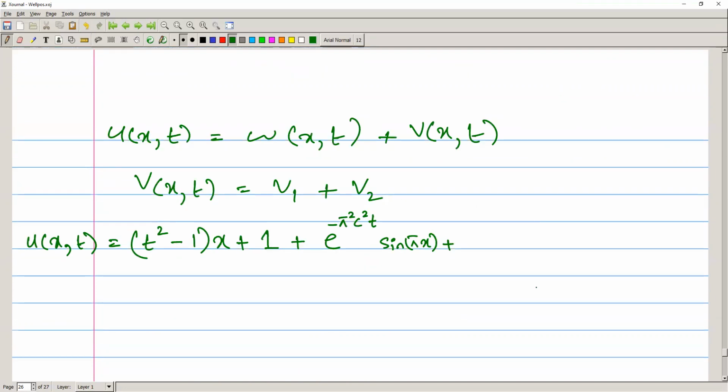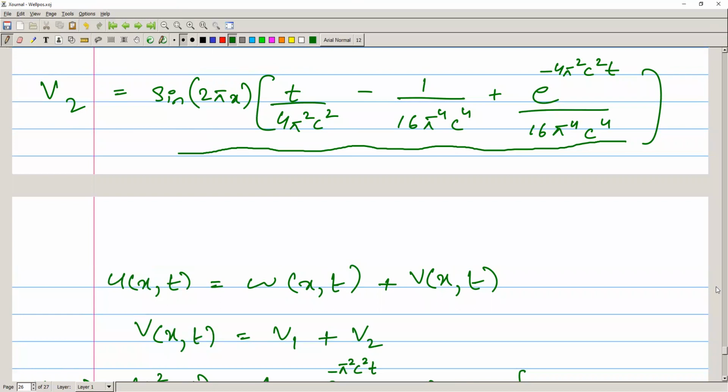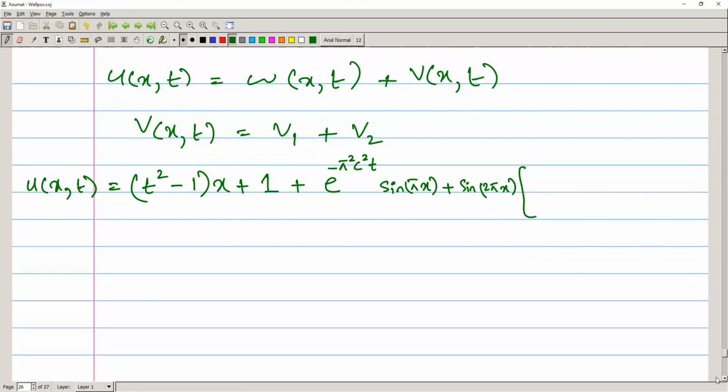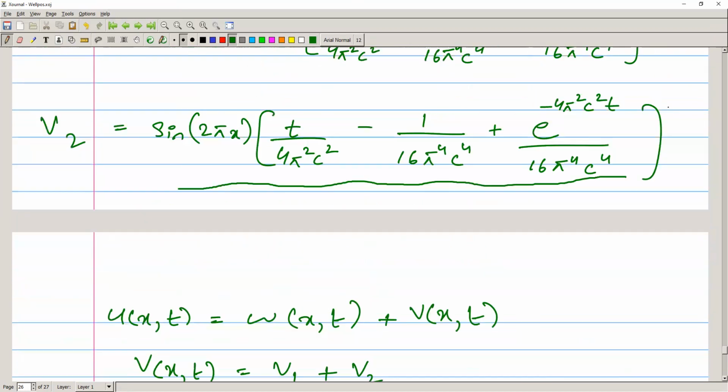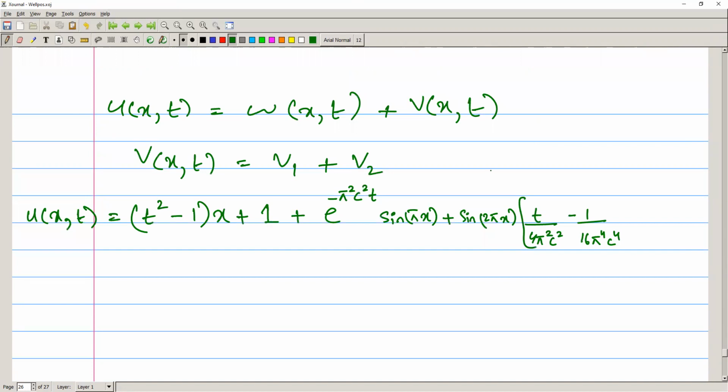So v2 of x comma t, sorry, it's this function. So sine 2 pi x times t over 4 pi squared c squared, minus 1 over 16 pi to the power 4 c to the power 4, and then plus e to the power negative 4 pi squared c squared t divided by 16 pi to the power 4 c to the power 4. So this is the final answer.